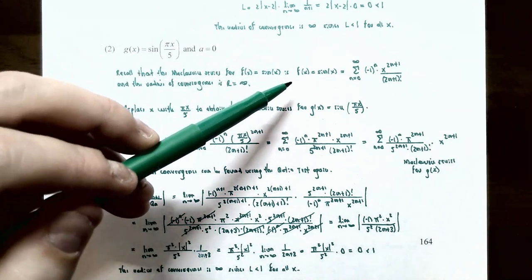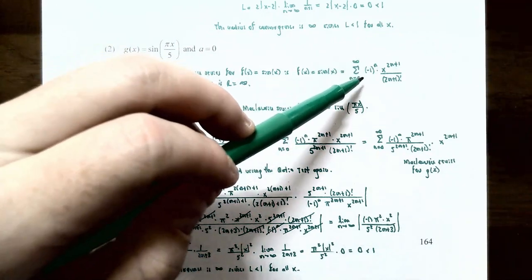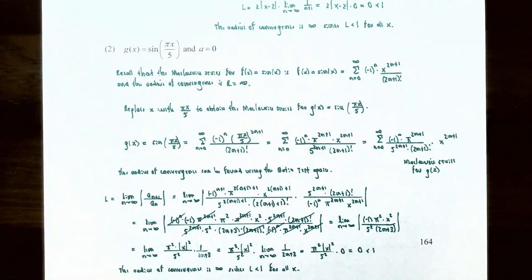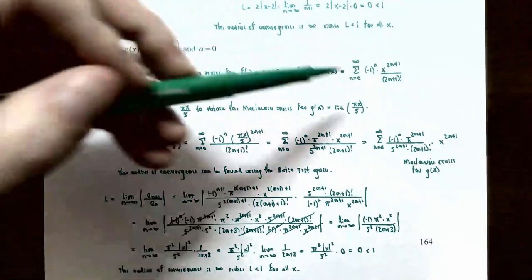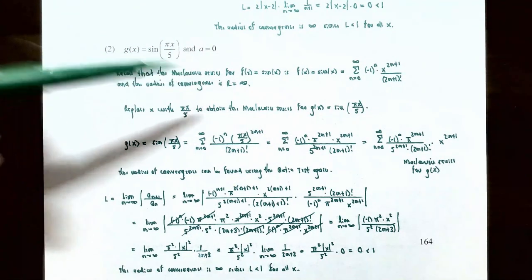f of x is equal to sine of x is a Maclaurin series, n equals 0 to infinity, of negative 1 to the n, times x to the 2n plus 1, divided by (2n plus 1) factorial. This was for the sine function. This power series converges to the sine function, sine of x, for all x values. And that means the radius of convergence, capital R, is equal to infinity.